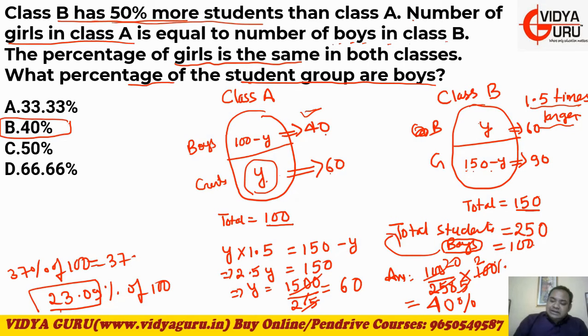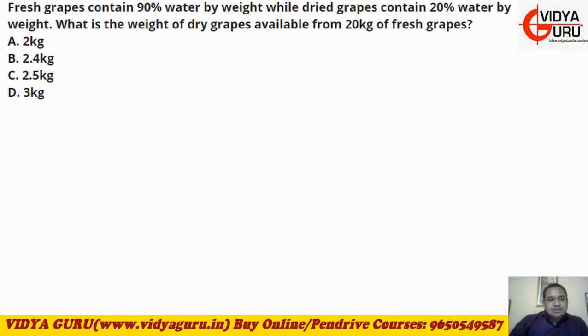Let's move to the next pattern of questions. This is a very common pattern of questions, and if you understand the approach carefully, the next time you see such a question, it will hardly take you a maximum of 30 seconds to solve it. Please understand the meaning of the question. Fresh grape contains 90% water by weight. So if you draw the internal structure of a fresh grape, 90% of it is water.